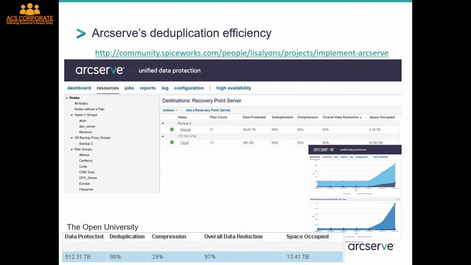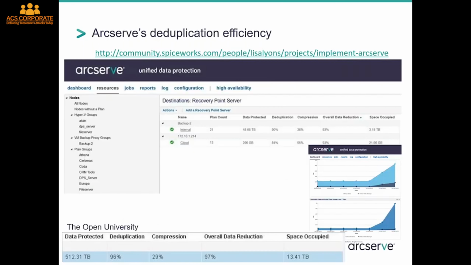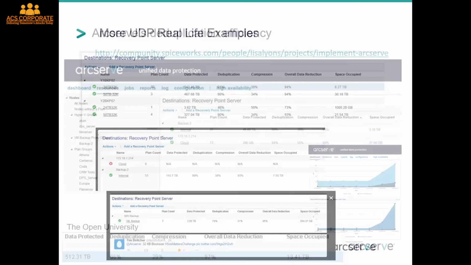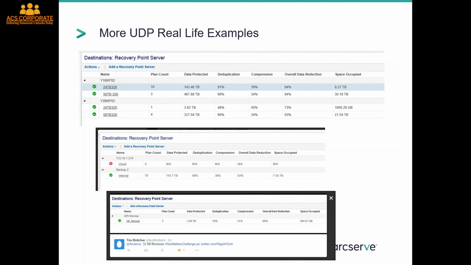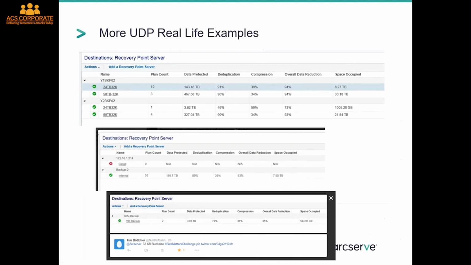Now, there is a screenshot at the bottom there, sorry, for the Open University. They're backing up over 512 terabytes of production data in terms of what they're protecting at the front end. And they're actually holding just under 14 terabytes of backup data on disk. So they're getting a 97% data reduction overall, 96% Dedupe and 29% compression.